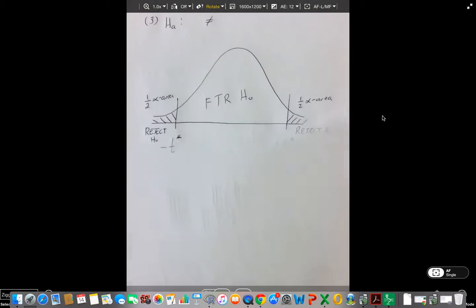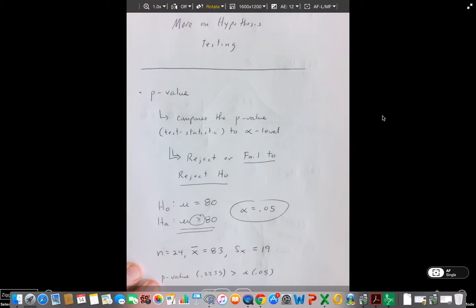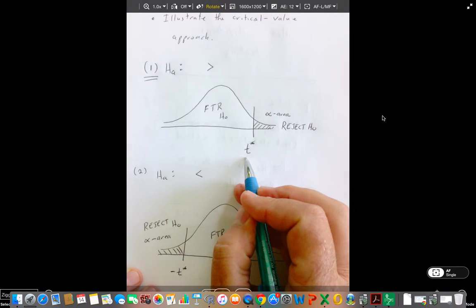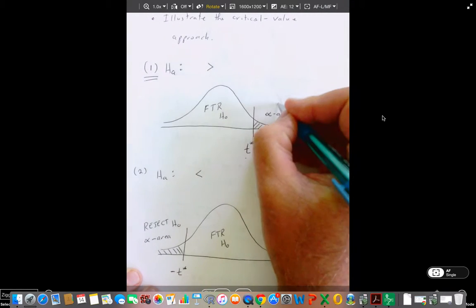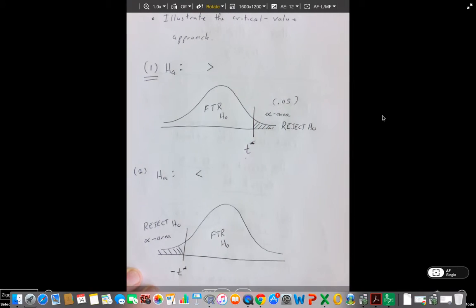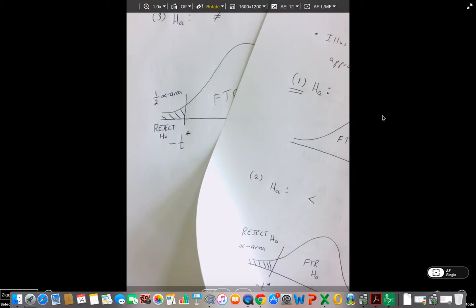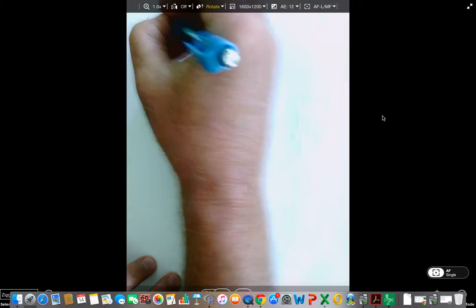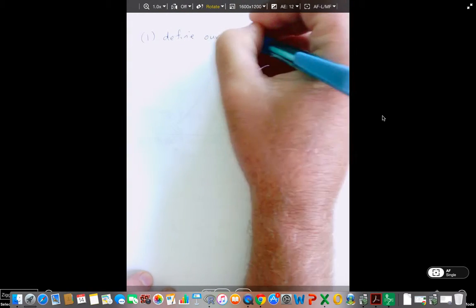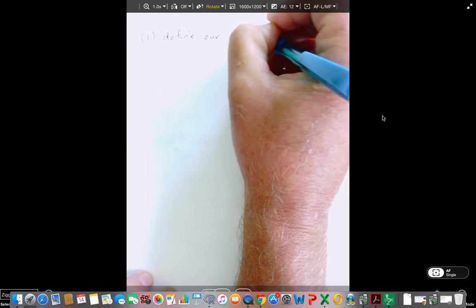Now let's go back again. What was my alpha? My alpha was 0.05. So I need to find the T critical that has 0.05 area to the right. All right, so let's get this in a big drawing where we can see what's going on here. So the first thing we do is define our regions.